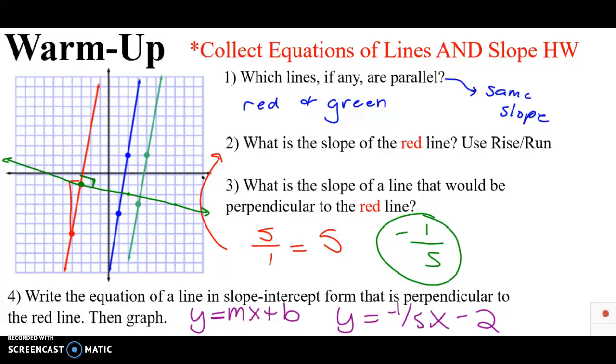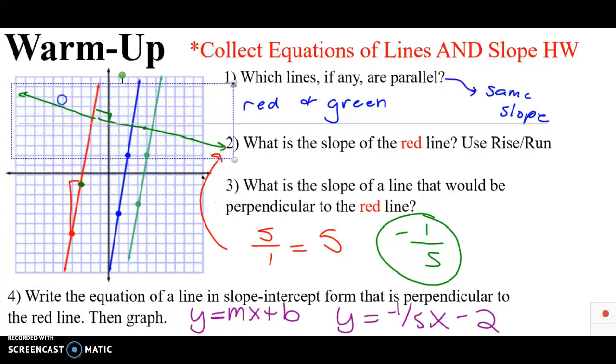The y-intercept doesn't matter for perpendicular because regardless of where I move that green line, let me see if it'll let me do it. If I click this green line, it doesn't matter.